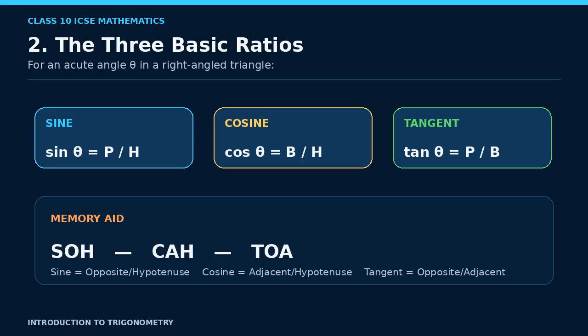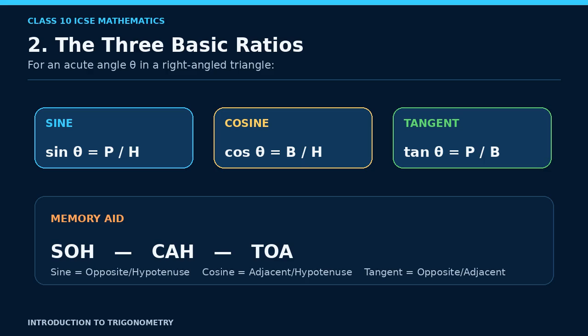A very important point is that the names perpendicular and base depend on the chosen angle theta. The hypotenuse does not change, but the opposite and adjacent sides can change when the reference angle changes. For any acute angle theta in a right-angled triangle, the three basic ratios are defined as follows. Sine of theta equals perpendicular divided by hypotenuse. Cosine of theta equals base divided by hypotenuse. Tangent of theta equals perpendicular divided by base.